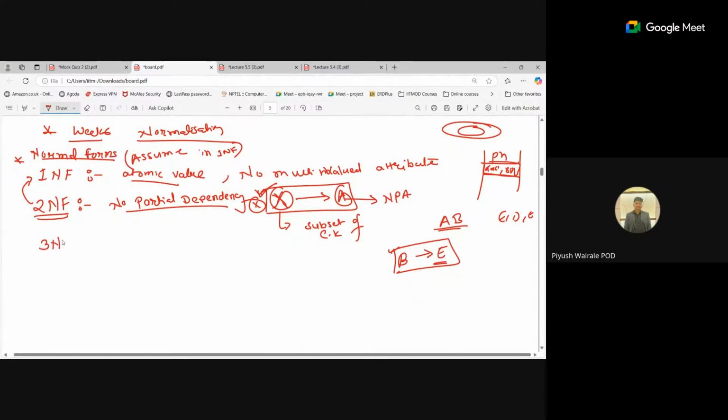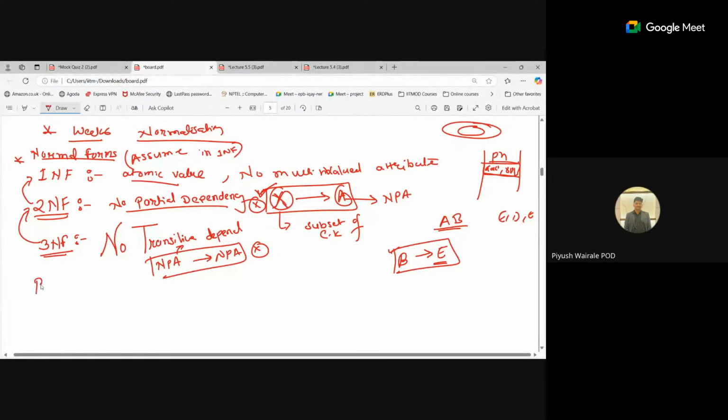What about 3NF? A non-prime attribute should not determine another non-prime attribute. What is that? Transitive dependency. No transitive dependency. It means NPA determining NPA should not be there. If it is there, it is transitive dependency. This is not allowed in 3NF, but it should be in 2NF. It means there should be no partial dependency, so it should be in 2NF and 1NF as well. Then also it should have no transitive dependency. Okay, this is 3NF.